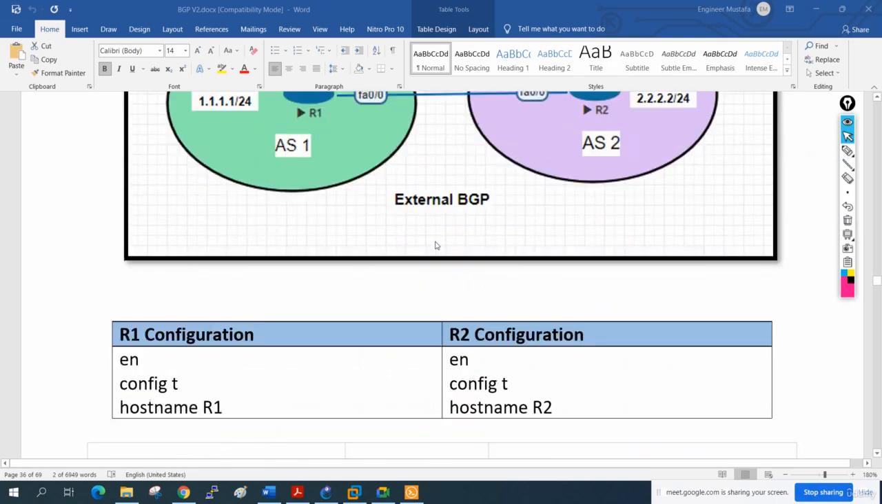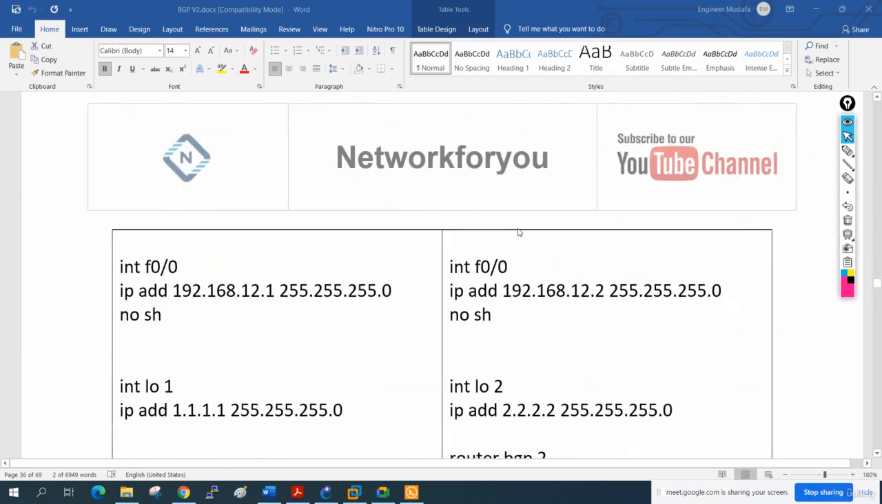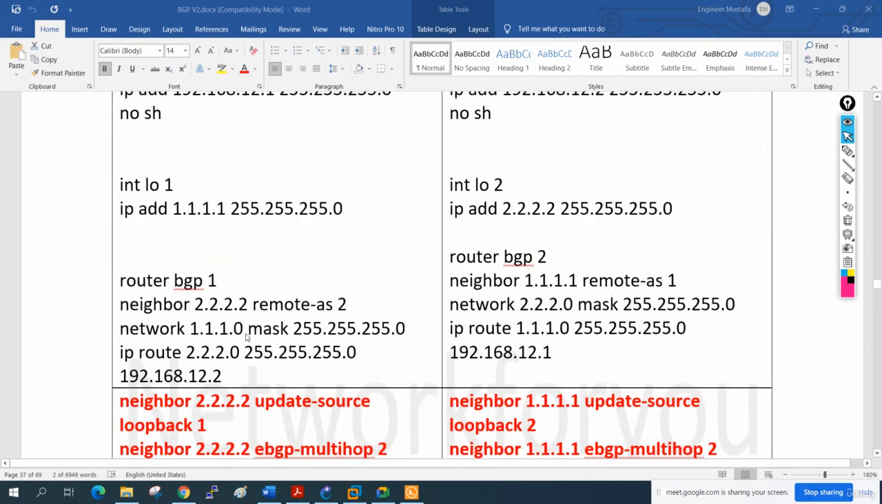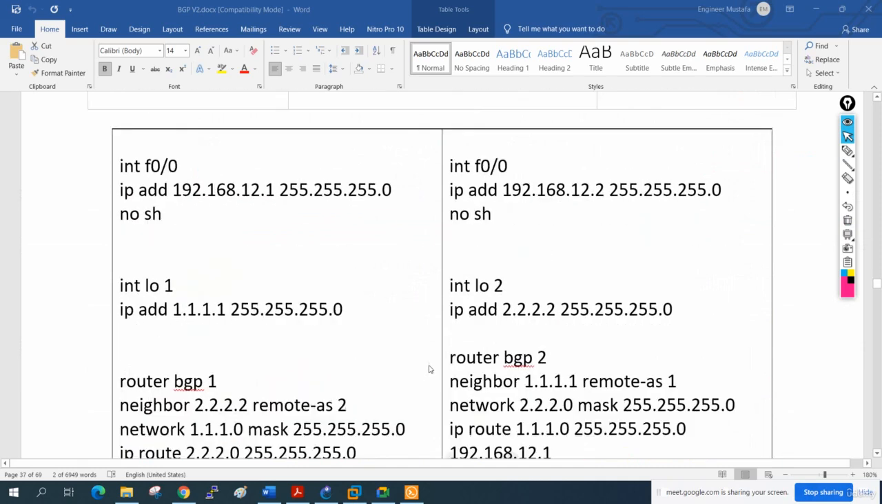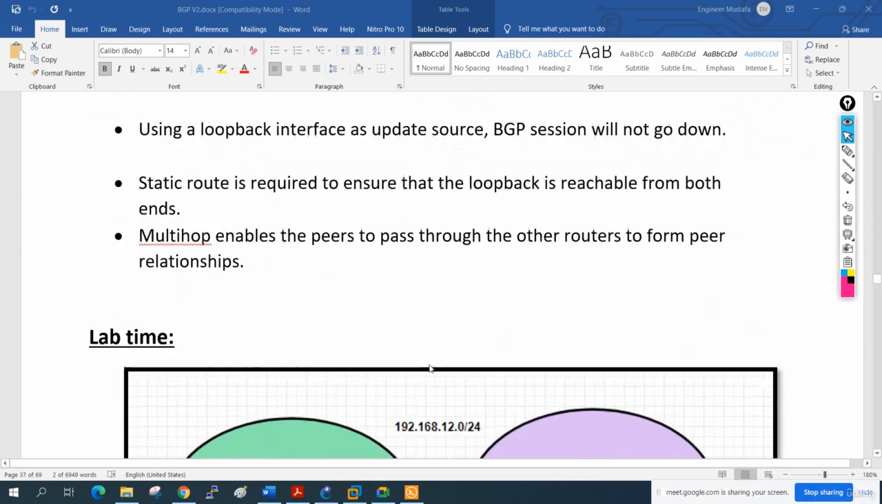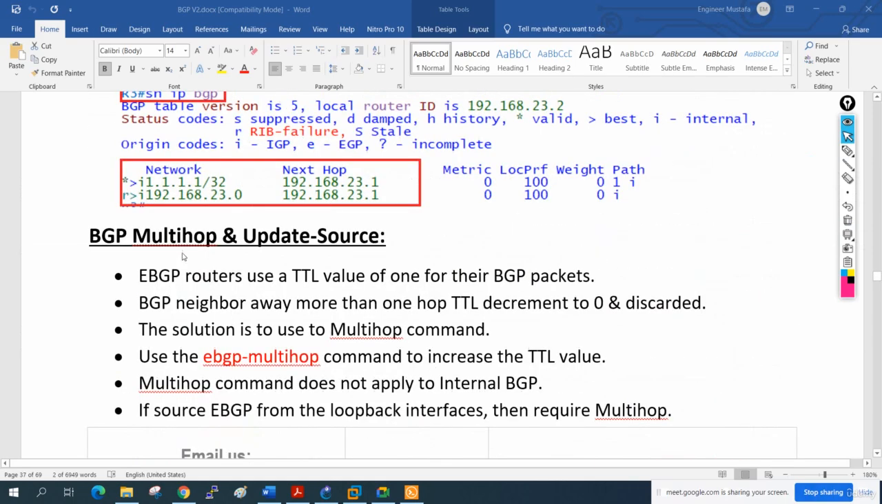Configuration is very simple, like we did before. How we configure the eBGP, same thing, but now we need to run two more extra commands. So we will do this lab. You just need to remember these two things, eBGP Multihop and update source.